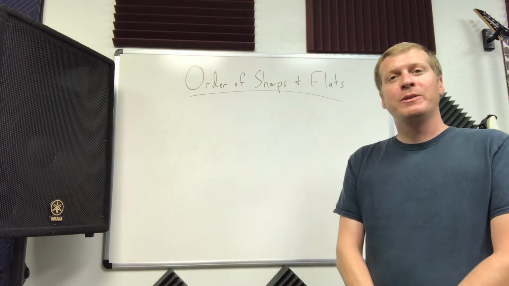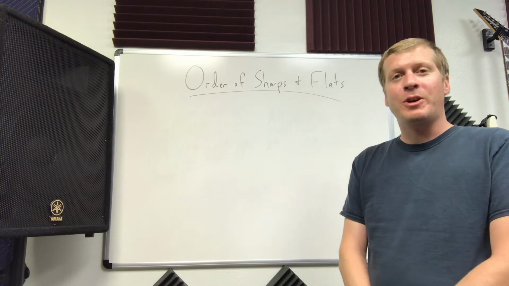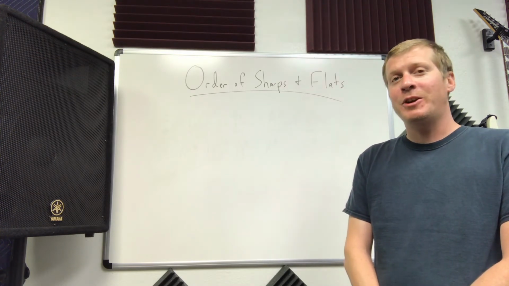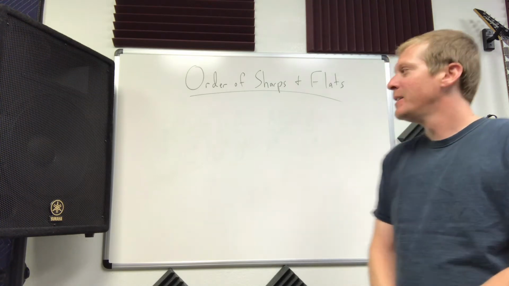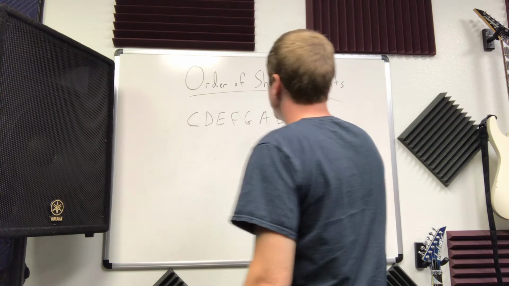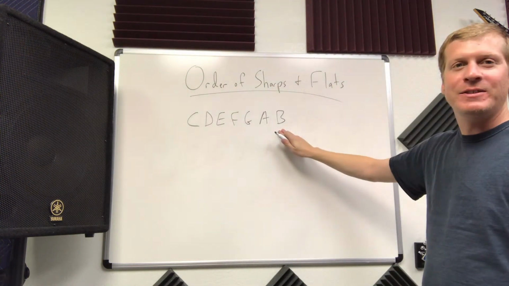Okay, and so now what we're going to do is write out all the keys with each note and which note is sharped in each key. We're going to start with all the major keys that contain sharps, and we'll do the flats next. So we're going to start with the key of C. Just like we said before, the key of C has no sharps or flats. So that is the key of C like we've talked about.